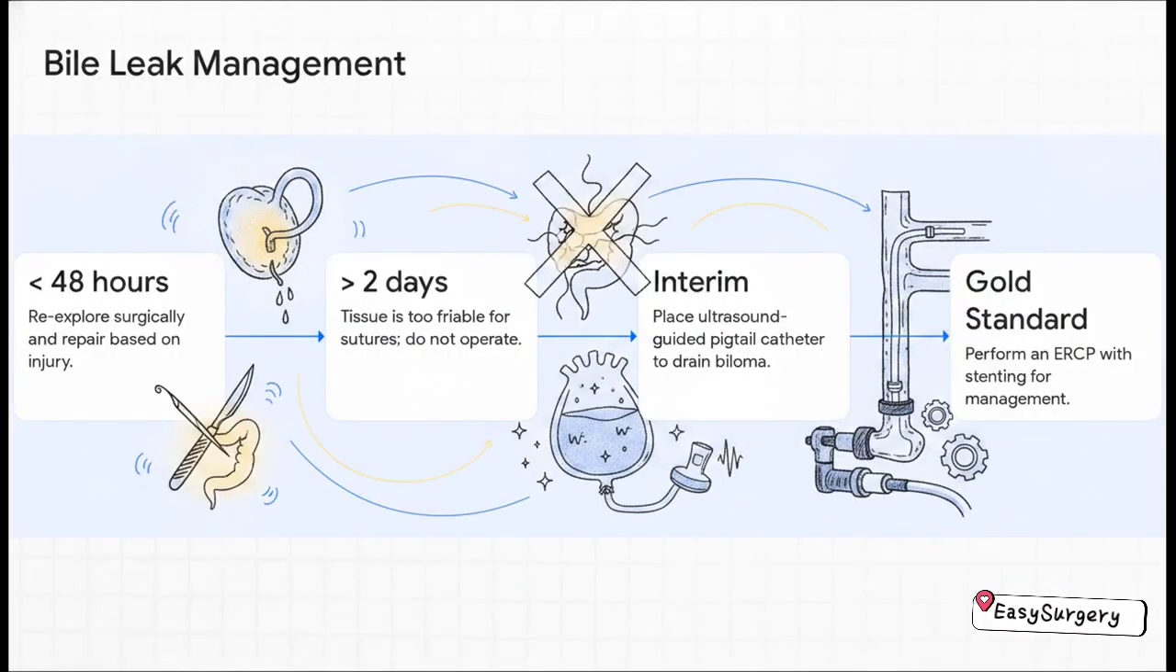Okay, picture this. Your post-op patient develops right upper quadrant pain. They're spiking a fever and their leukocytes are climbing. You suspect a bile leak. Well, timing is absolutely everything here. If they present under 48 hours, you're good to surgically re-explore and repair. But if it's been more than 2 days, do not operate. The inflamed tissue is incredibly friable. It simply will not hold sutures.